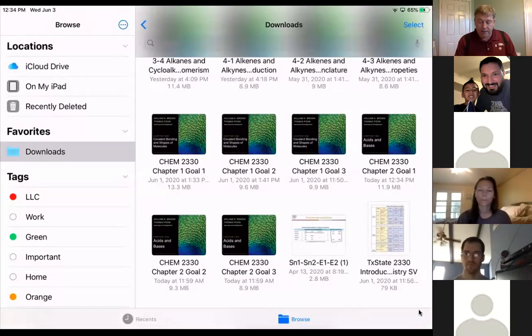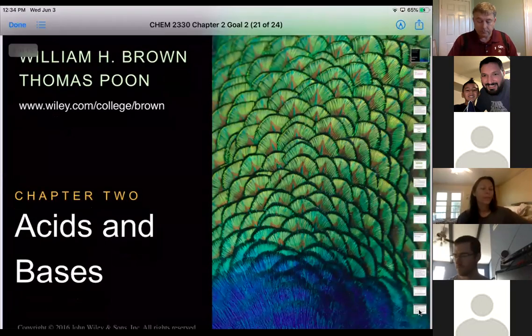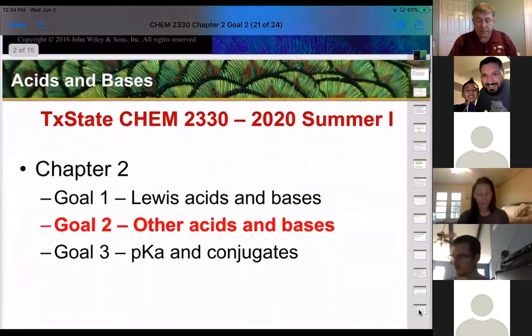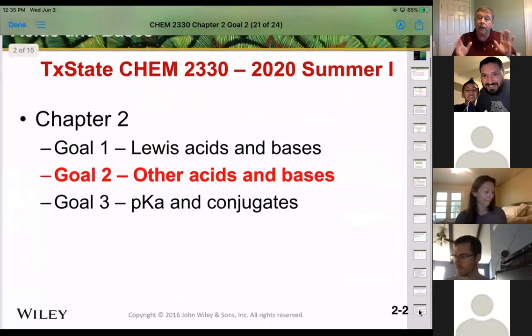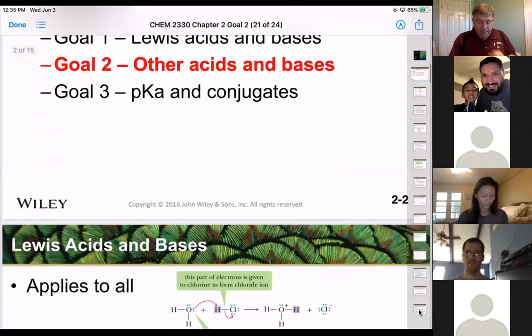Okay, I'm going to start with chapter 2, goal 2. In chapter 2, goal 2, I wanted to describe the other acids because we still do transfer protons. So things like methanol and HCl are still Bronsted-Lowry acids and bases. So that is still a valid way to look at them. However, it's not the most general class as the Lewis acids are.